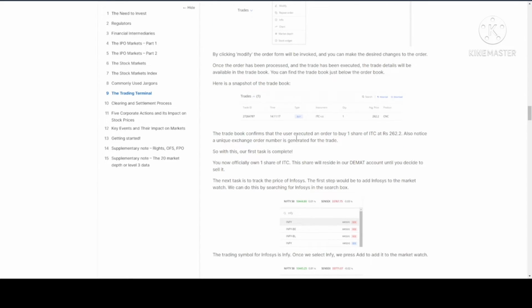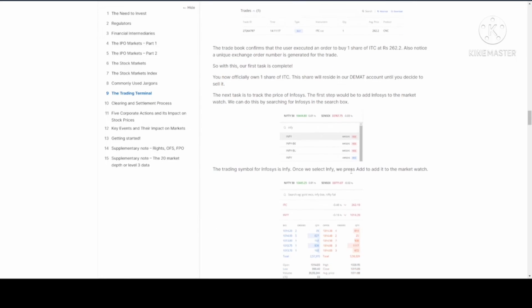The trade book confirms that the user executed an order to buy one share. Also notice a unique exchange number is generated for the trade. You now officially own this share, and it will reside in our Demat account until you decide to sell it.